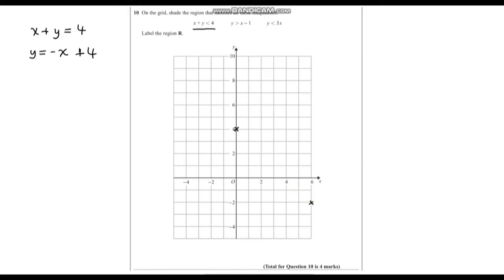And if we just get our line tool out, we can draw that line in. Just be careful. When we draw the line in, you need to think about whether it's going to be a solid line or a dashed line. It all depends on what the inequality symbol looks like. This is saying that x plus y is less than 4. Because it's less than and not equal to, we draw a dashed line, not a solid line.